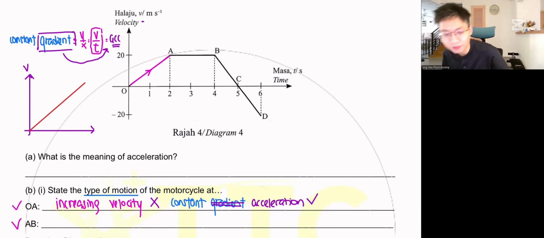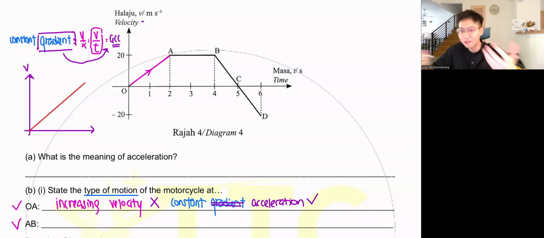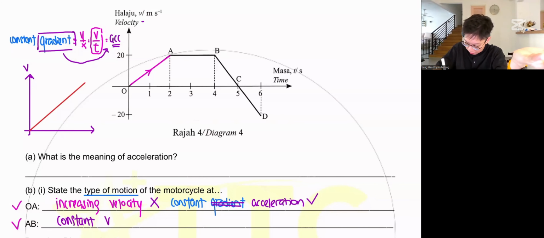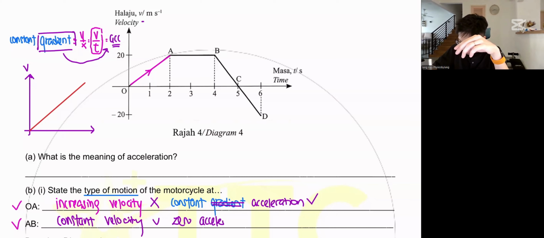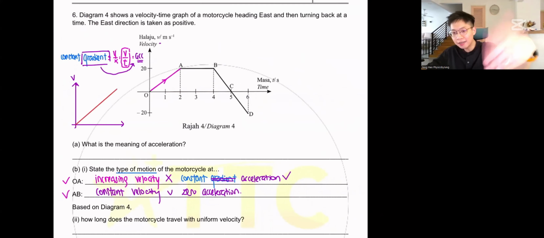Okay, can I do the sigma thing or not? Then for AB, you can write constant velocity or zero acceleration. For AB, this one is a bit freestyle because there's no change in velocity. So you can write constant velocity, or because it's a flat line, there is zero gradient, so this is zero acceleration.